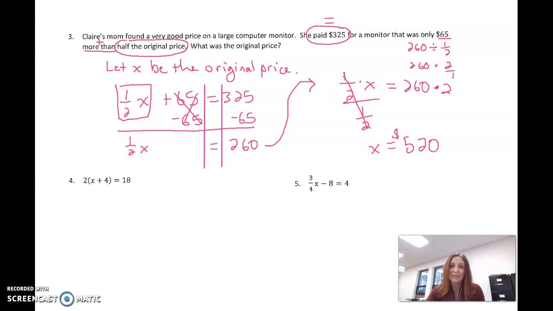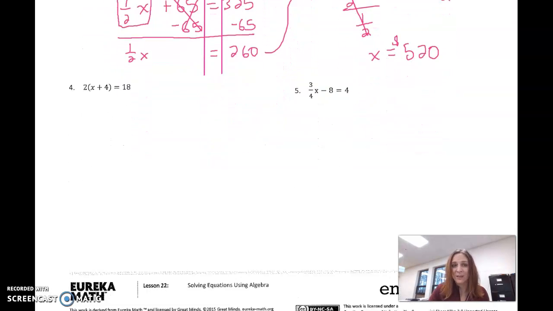So does that make sense? Well, she paid $325 for a monitor that was 65 more than half the original price. Well, half the original price is a lot. She pays $325. Okay, kind of makes sense that $520 would be the original price because she's paying less. A couple more examples and we're done. And you're going to hear me say the same things over and over.